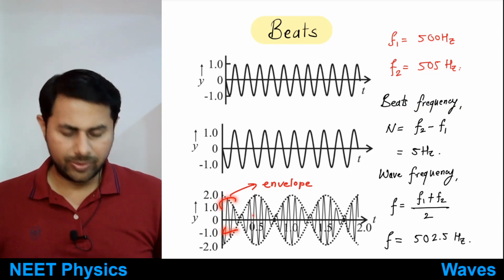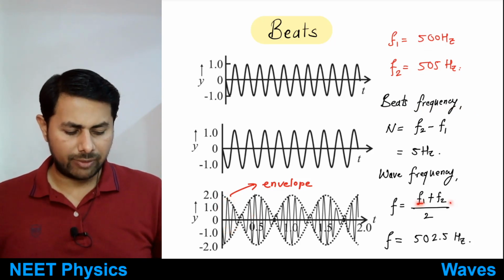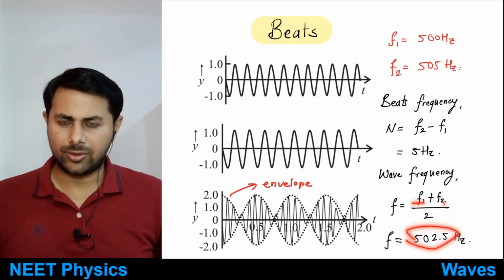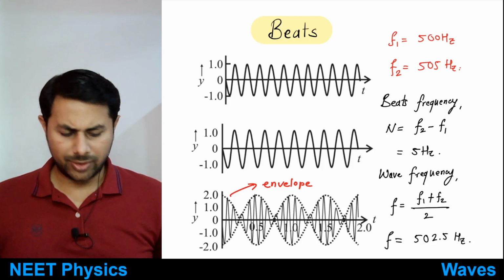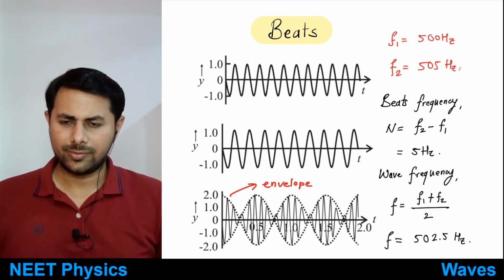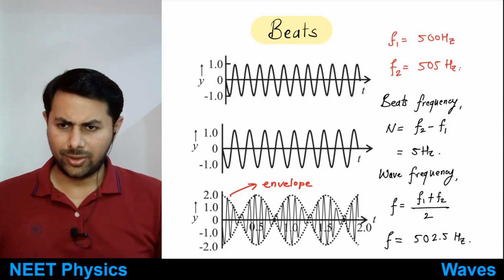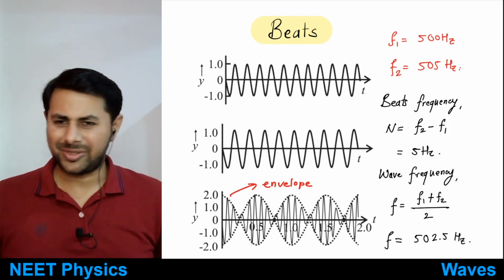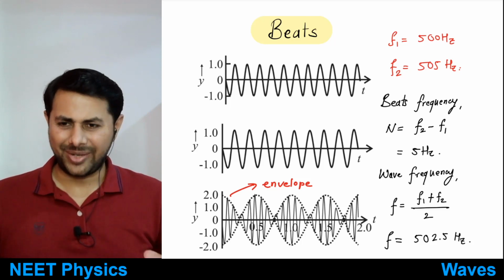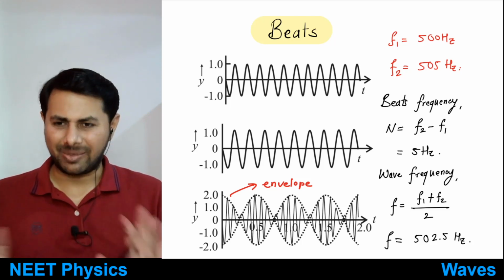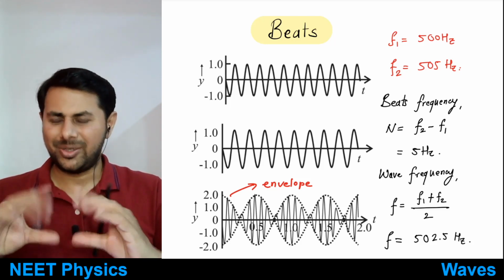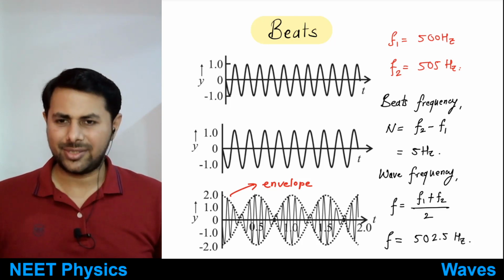And what is the frequency of this resultant wave? It's just equal to the average of the two, that is 500 plus 505 divided by 2, that is 502.5 Hz. Okay, this thing is clear. All right, good. So in a nutshell, this is beats, and most of the questions are just based upon this much theory, right? If two sound waves arrive at a point simultaneously and their frequencies are different, then alternate big sound and no sound, that means waxing and waning, is formed, and that is known as beats.